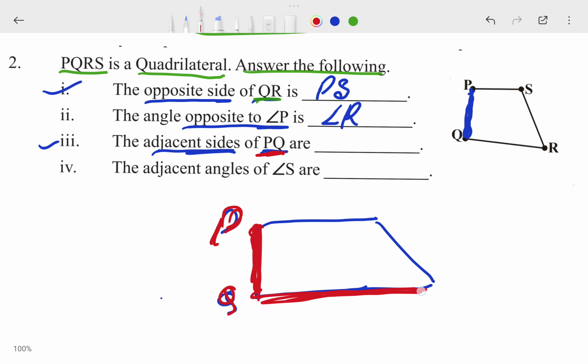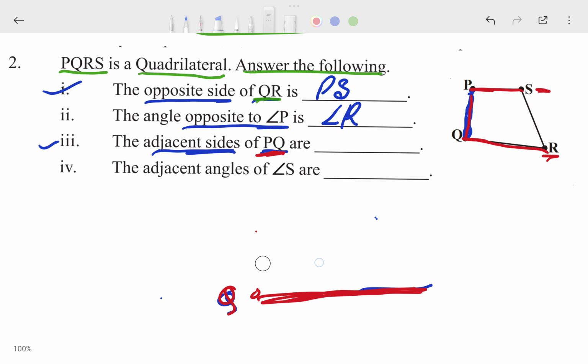Is this line intersecting or not? Yes, this line is intersecting. This line is also intersecting in P and Q. If you see here, this P is intersecting in P and Q. Yes, this AC is intersecting in the P. Yes, it is intersecting. And this Q is also intersecting. This means these are the lines intersecting in P and Q, that is the S and that is R. These are the only adjacent sides of P and Q.